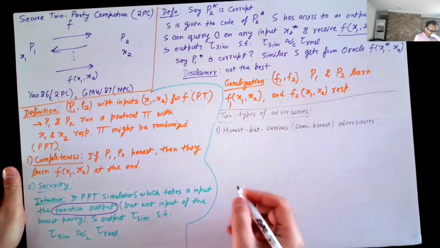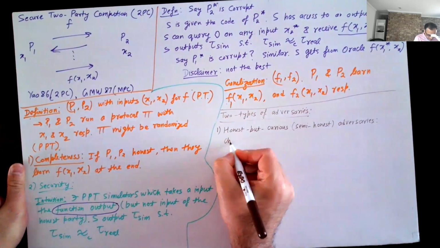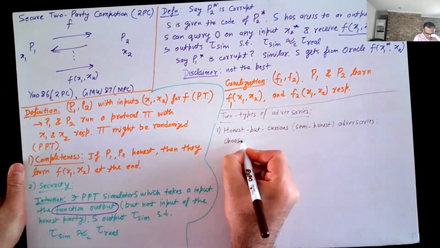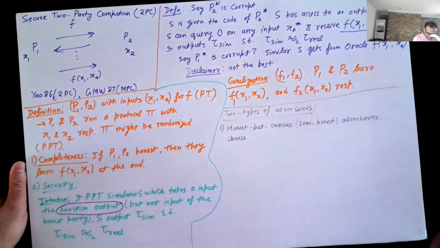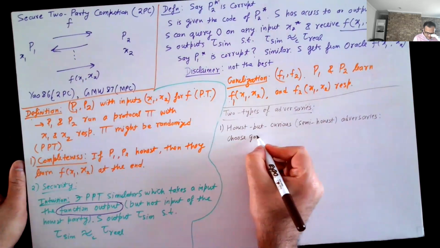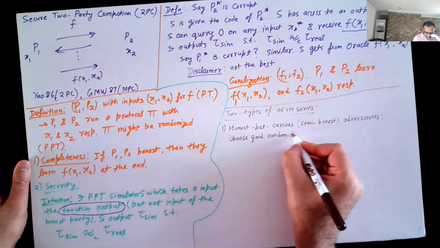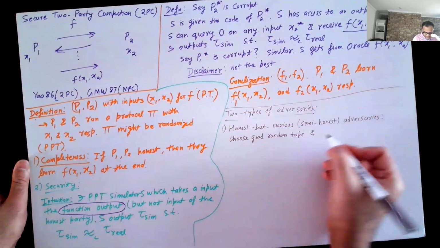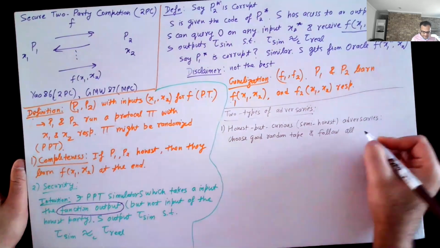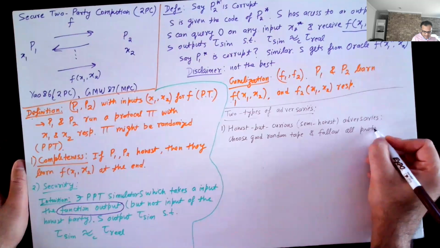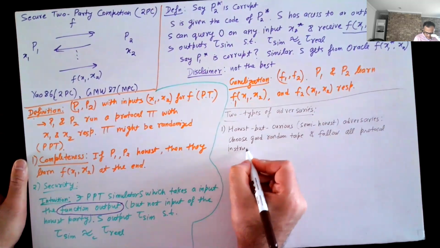So these adversaries choose a good random tape and follow all protocol instructions.